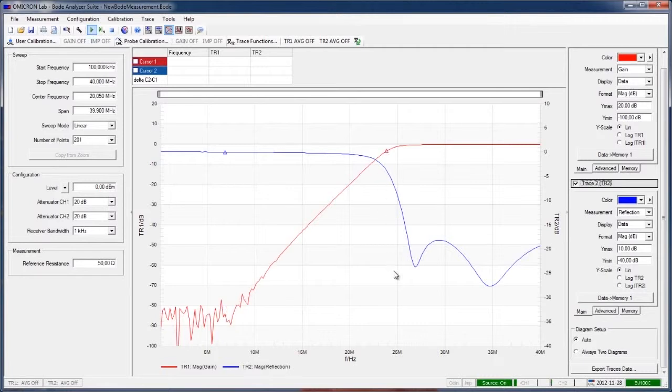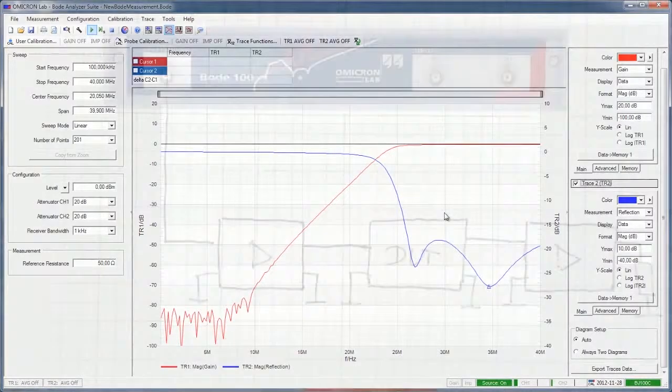As a small bonus, if we measure the reflection, we get the scattered parameter S11, which is the reflection coefficient of our device and shows us how nicely the device matches the 50 ohm impedance of the Bode100.